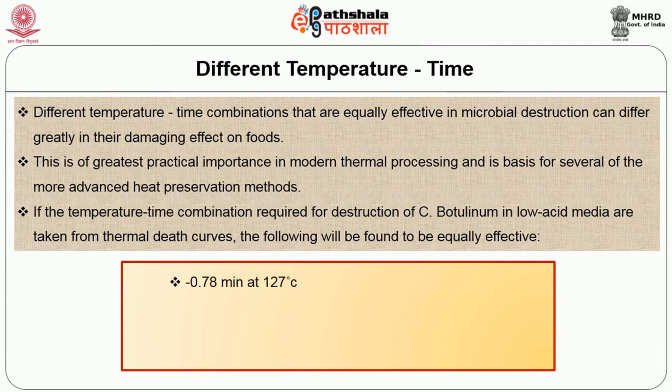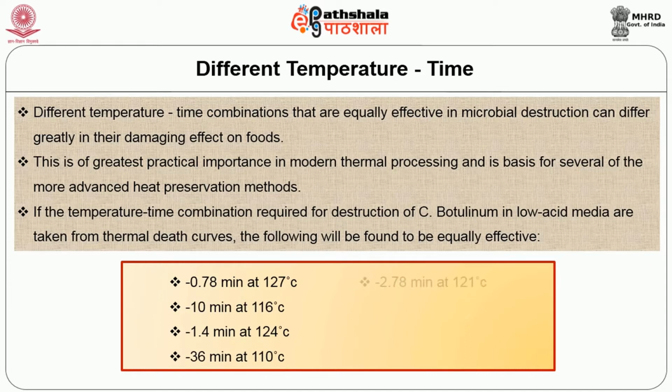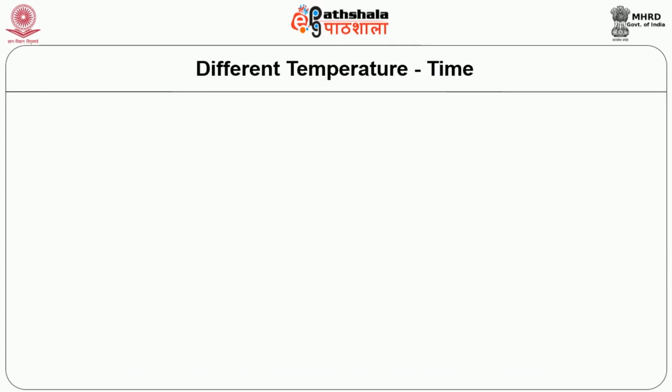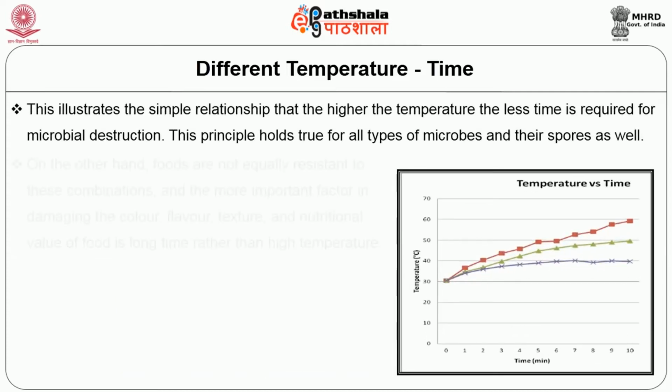0.78 minutes at 127 degrees Celsius, 10 minutes at 116 degrees Celsius, 1.4 minutes at 124 degrees Celsius, 36 minutes at 110 degrees Celsius, 2.78 minutes at 121 degrees Celsius, 150 minutes at 104 degrees Celsius, 5.27 minutes at 118 degrees Celsius, and 330 minutes at 100 degrees Celsius. This illustrates the simple relationship that the higher the temperature, the less time is required for microbial destruction. This principle holds true for all types of microbes and their spores as well.